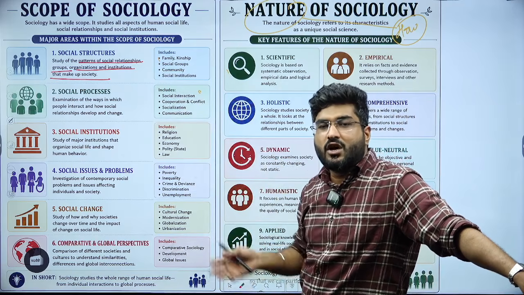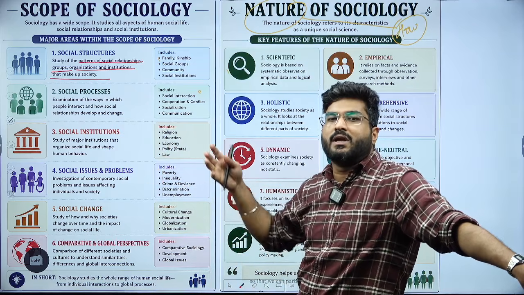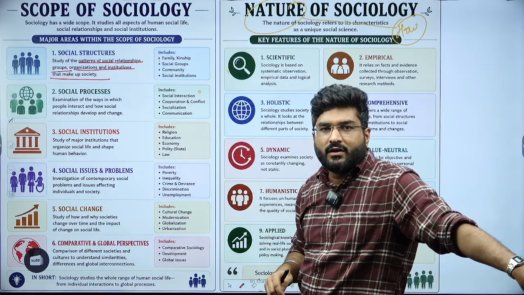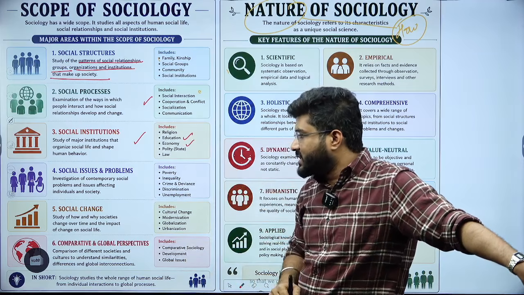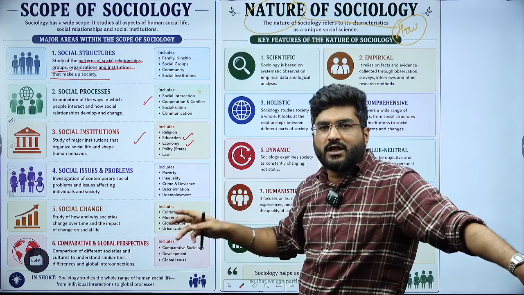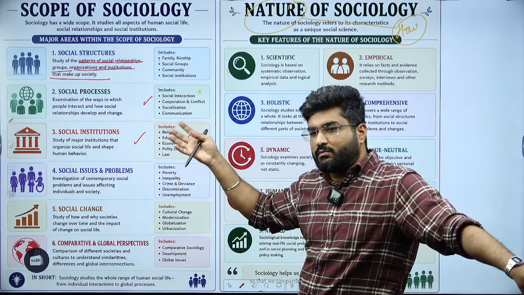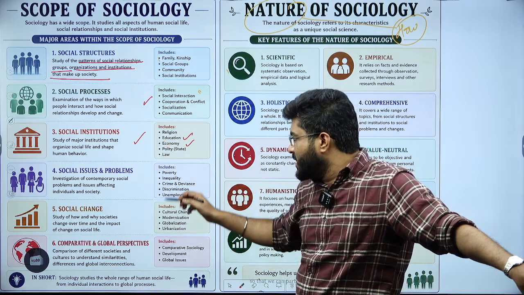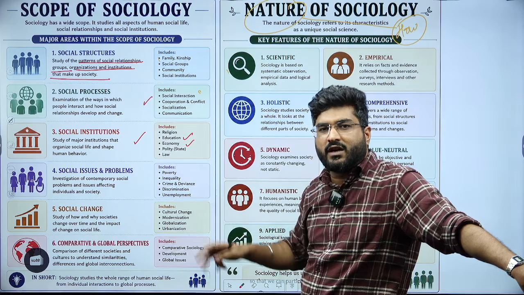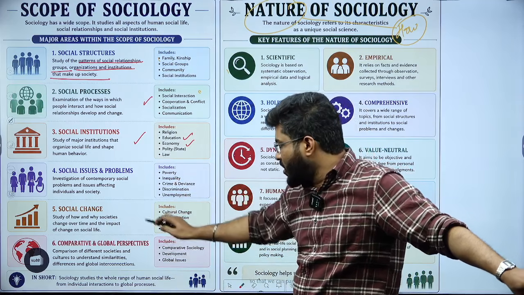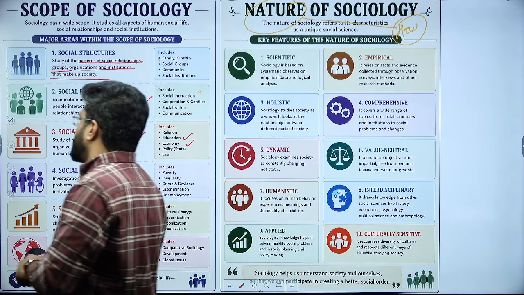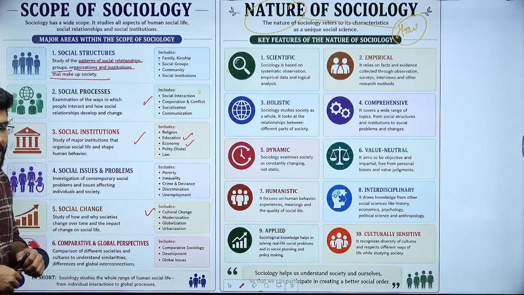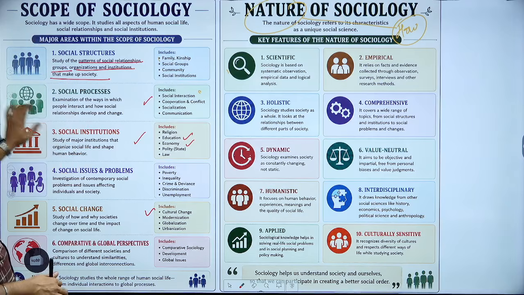What are those social processes? Social interaction, how two people are interacting with each other. Then social institutions like education, economy, polity, state, and social issues and problems. What are the different problems the society has been going through? For that reason only, society has taken birth. Social change, how society has been changing, what kind of changes are relevant for society or not. Comparative and global perspectives, where we will try to compare different social changes or social institutions with each other. So this is a general framework related to the scope of sociology.